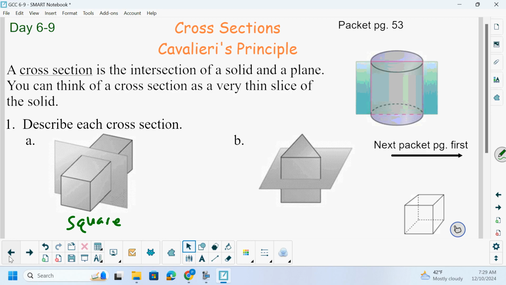Now in this next one, the way we were slicing it, this is a triangular prism. So if we slice it parallel to our base there, we would end up getting a whole bunch of triangles. And then we actually saw this one on the previous page, but if we slice the cylinder vertically like that, we're going to get a rectangle.